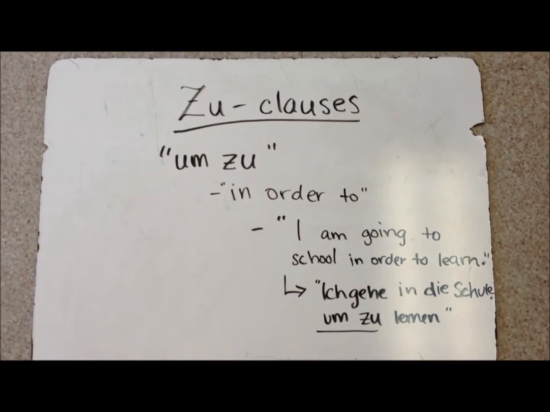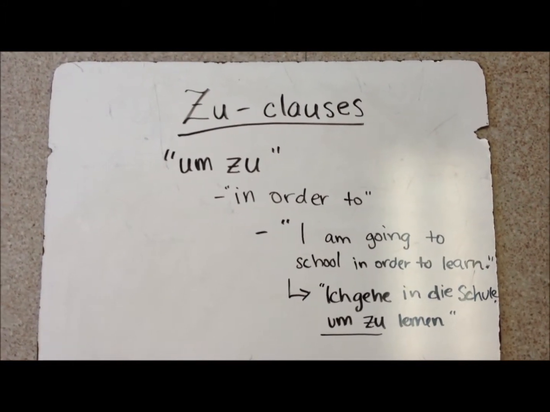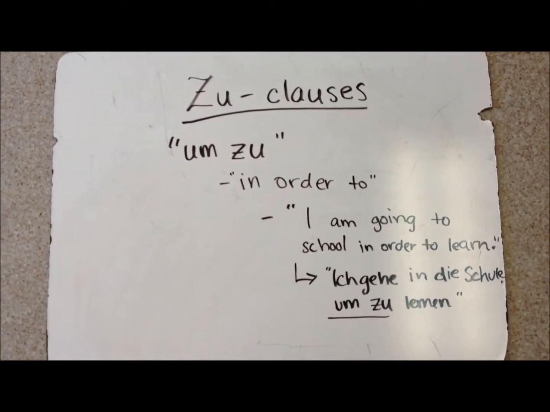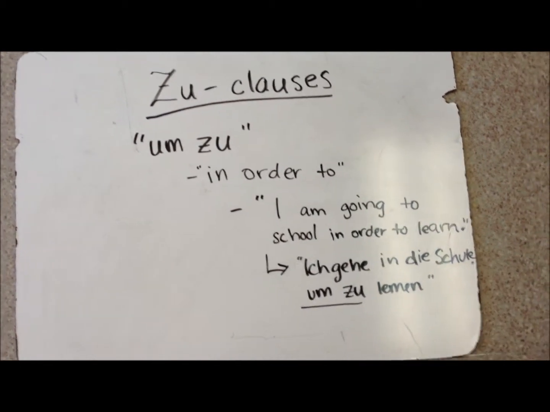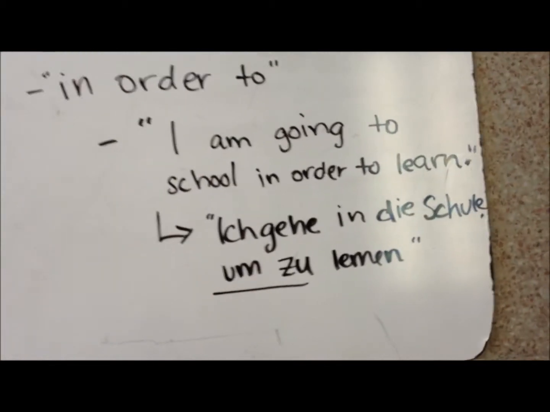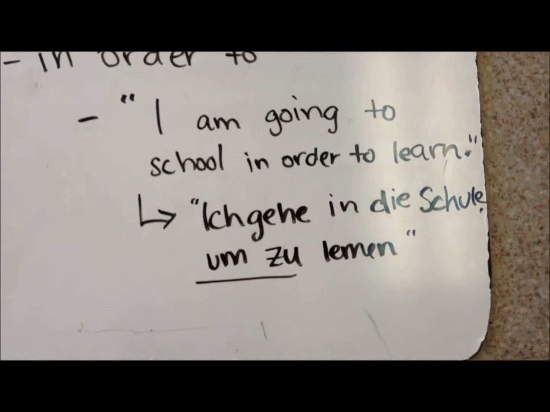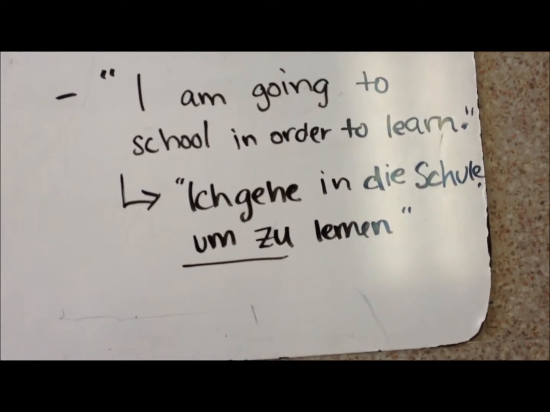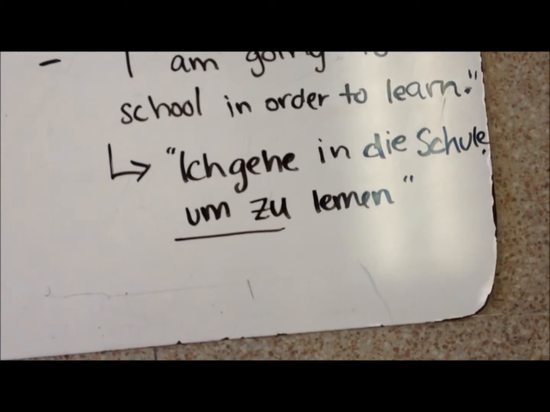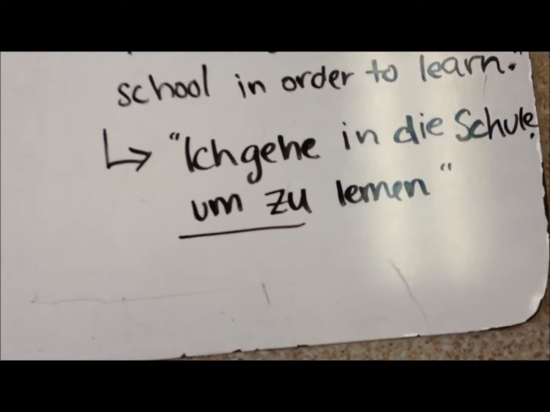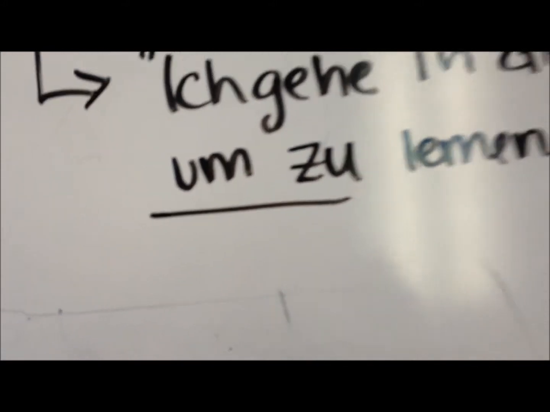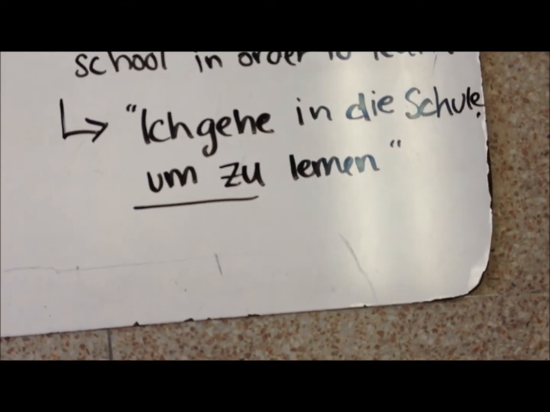Now we're moving on to our last part of the video, which is um zu, and that is used in place of "in order to." So for example, if you were going to say, "I'm going to school in order to learn," in German you would say, "Ich gehe in die Schule, um zu lernen." The um zu is used right here in place of "in order to."